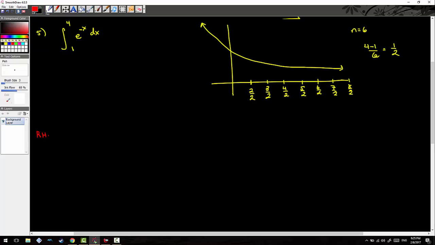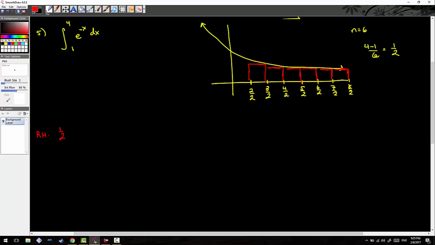Right-hand rule. That means that all of my heights are going to be pulled from the right side of this rectangle now. So my first place is going to be right here at 3 over 2, and then my next place will be 4 over 2, and then 5 over 2, and then 6 over 2, 7 over 2. Now notice I'm actually going to use the 8 over 2 this time because it's on the right side.